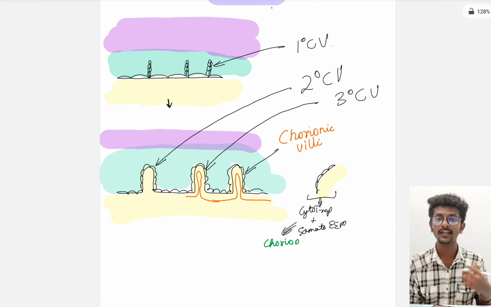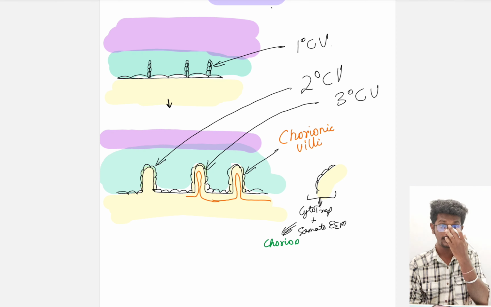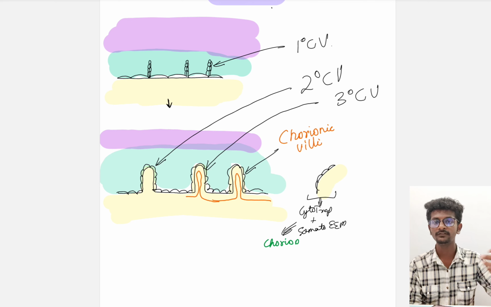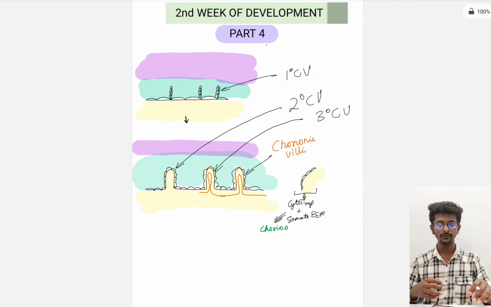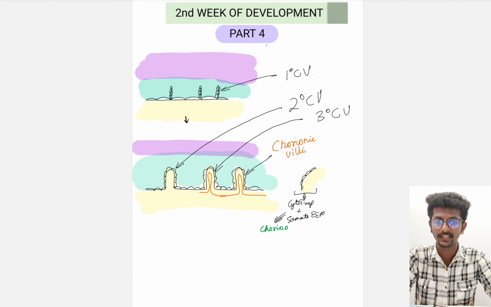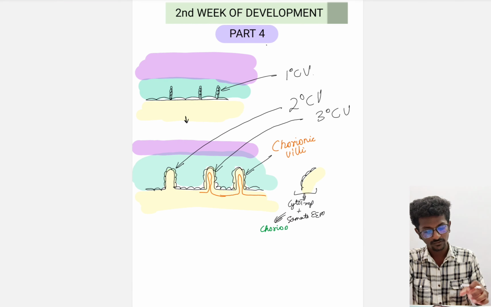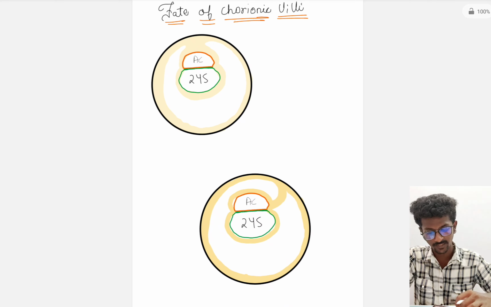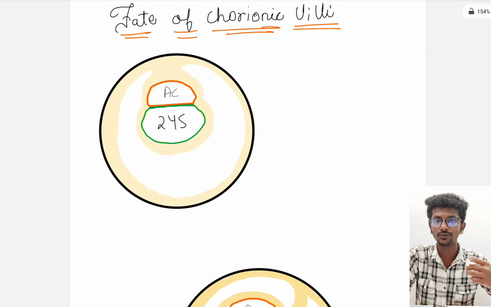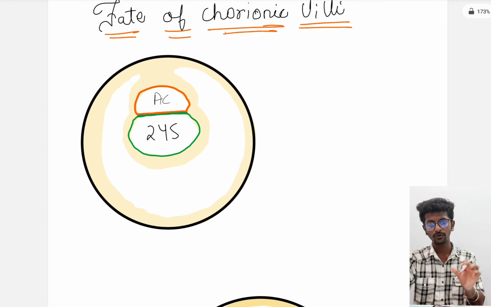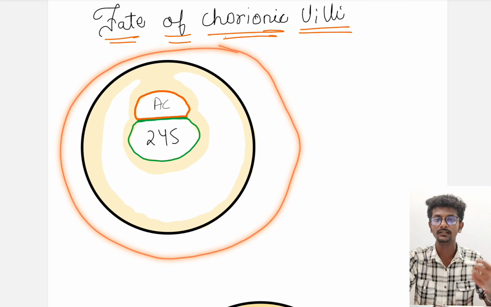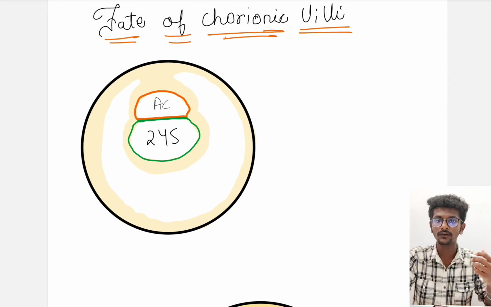See, this chorionic villi formation is itself an important short note or 6-marker question in various university exams. Another important question that comes in the exam is the fate of the chorionic villi. So now we will be learning about the fate of the chorionic villi. Before that, let me tell you an important thing. I hope you remember this thing we saw in the first lecture of the second week of development.